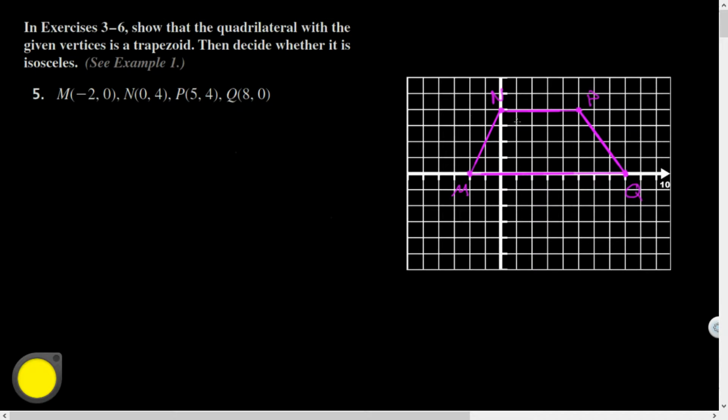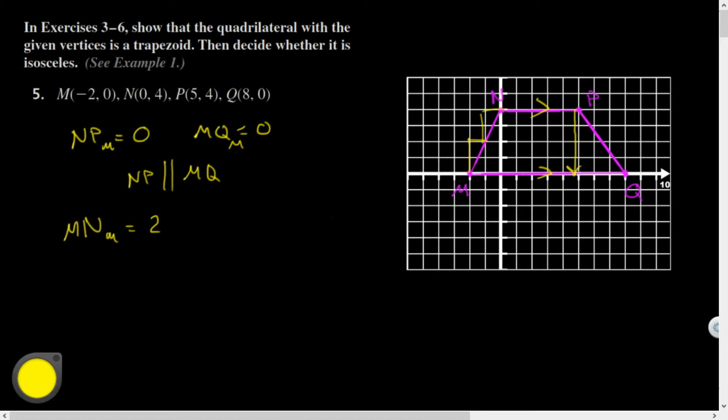But that's fine. So let's see. The slope of NP is 0, right? It's going up 0 over whatever. It's a horizontal line. The slope of MQ is 0. Therefore, NP is parallel to MQ. Those guys are parallel. The slope of MN looks like up 2 over 1, so MN slope is 2. And the slope of PQ looks like it's going down 4 and over 3, so PQ slope is negative 4/3. Those are definitely not parallel. So it is a trapezoid. It's a trap, is what Admiral Akbar would tell us.